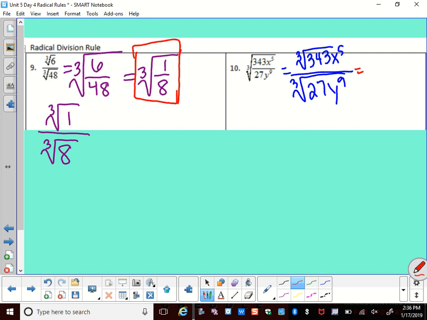We're doing what's on top. What's the cube root of 343? 7. Oh, the cube. You should get 7. Then we have x to the 5th. So I have 5 x's. I need a group of how many? 3. So how many groups come out? 1. Then how many are left over? 2. X squared. So we have 7x times the cube root of x squared on top.